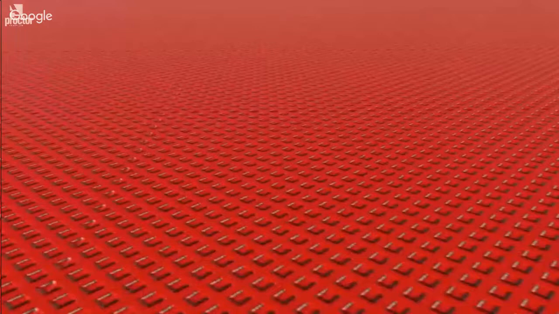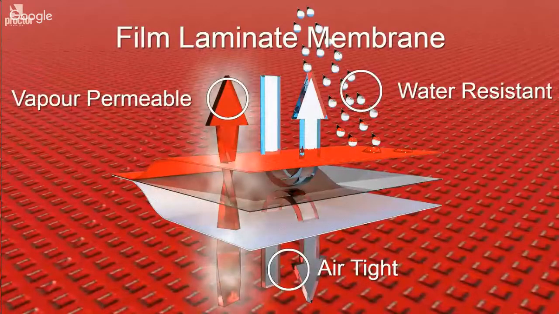Film laminate membranes, instead of using a melt-blown core, use a film core in the centre of the product. Similarly to air permeable membranes, the film in the centre is sandwiched between two carrier layers. And as before, these outer layers provide additional water resistance, and they protect the core from any damage. The water holdout properties of this film core generally mean that these membranes typically offer higher levels of water resistance than the air permeable materials. However, that does come at the expense of a greatly reduced vapour permeability.